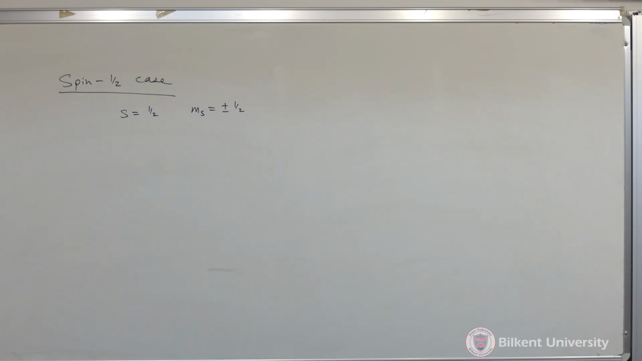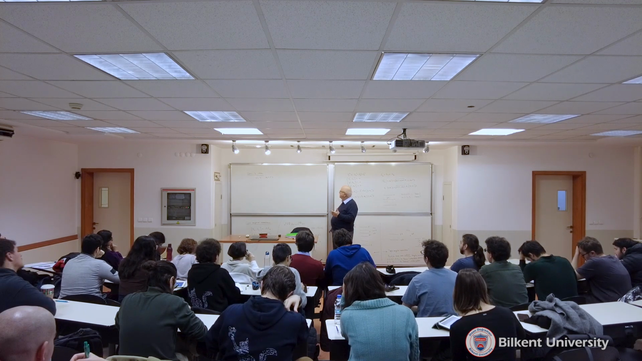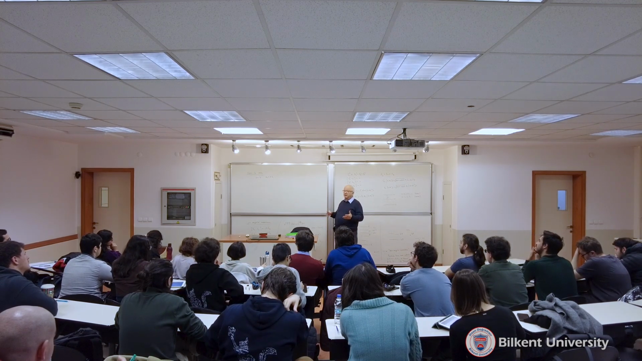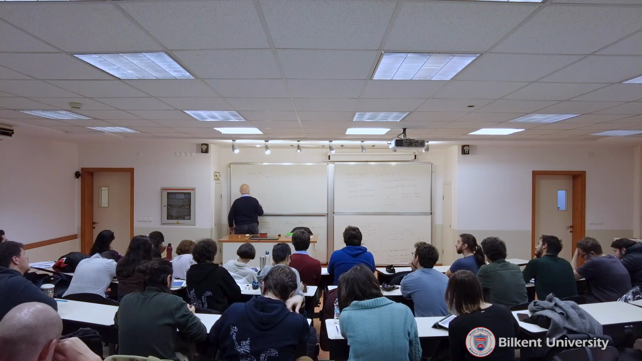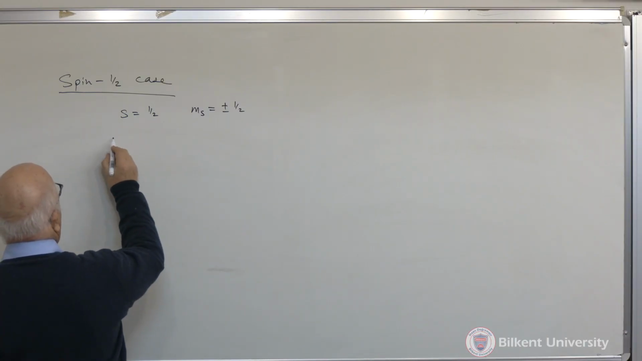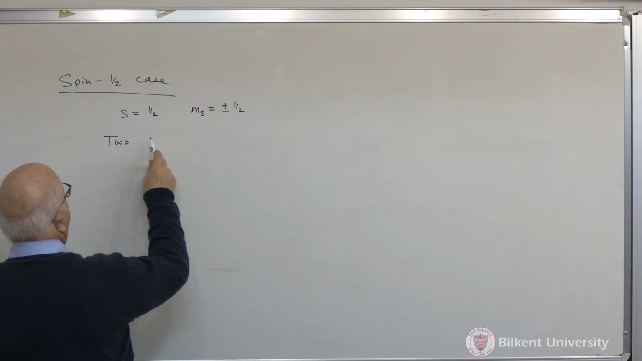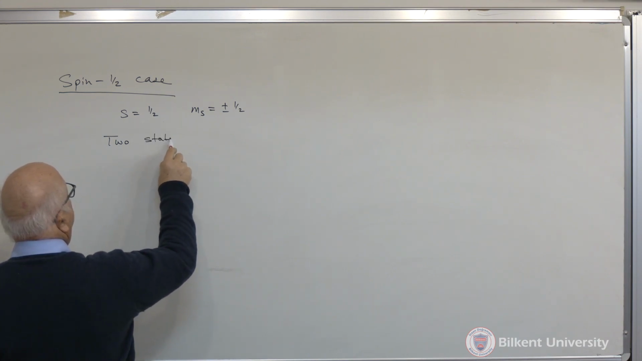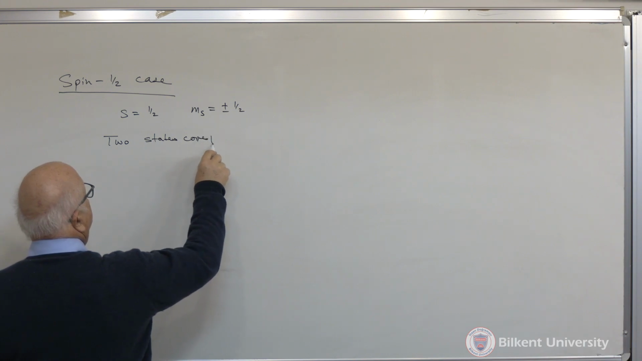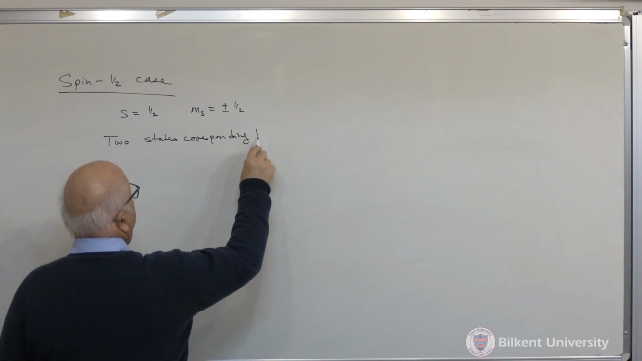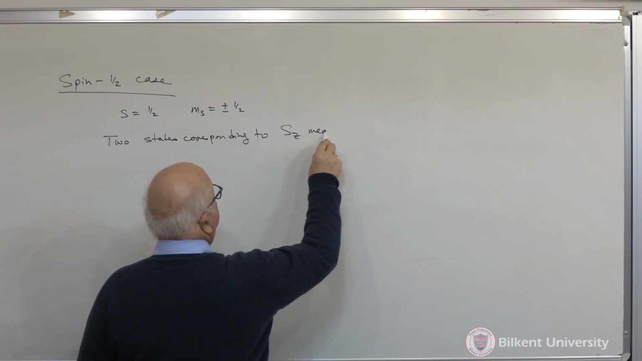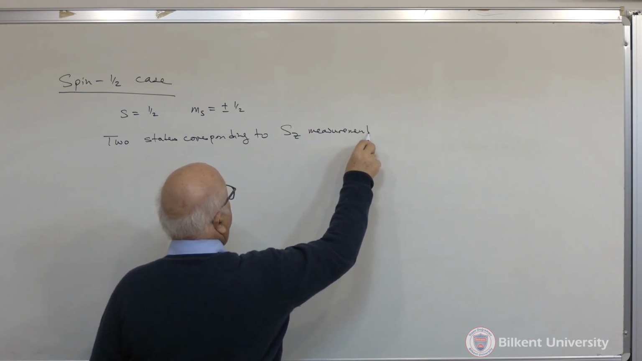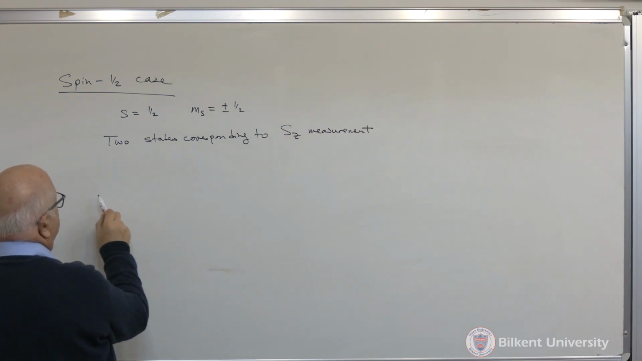You see now, this is a very small Hilbert space. It's a two-dimensional Hilbert space. There are only two possibilities. So I have two states corresponding to an Sz measurement. So what does that mean? Here comes my electron.